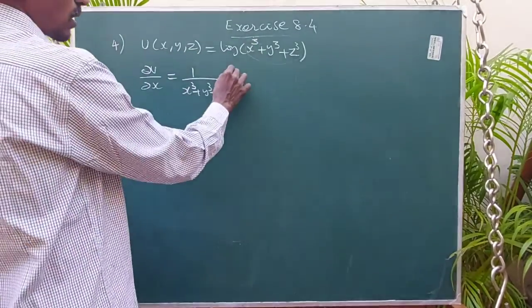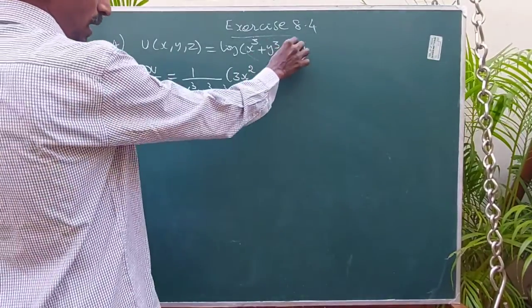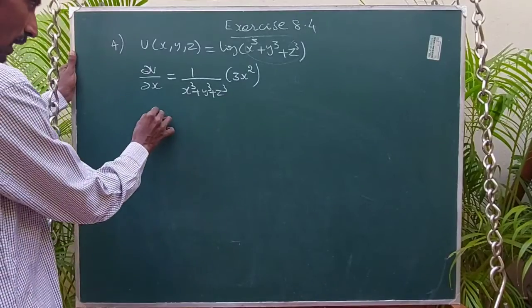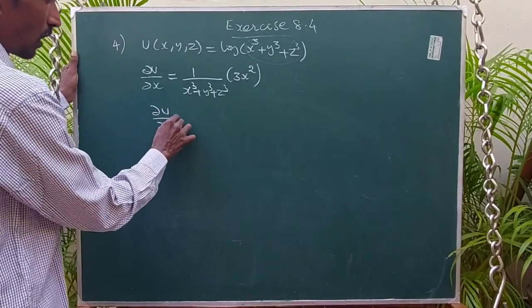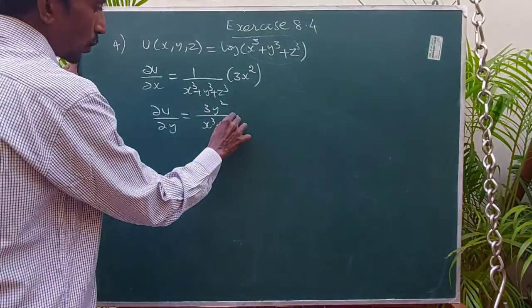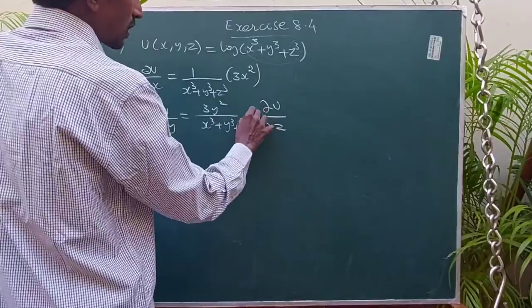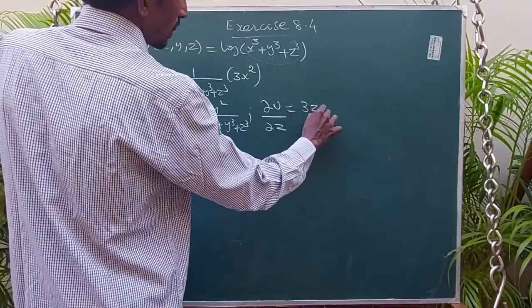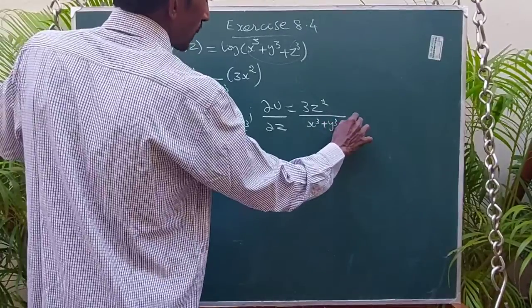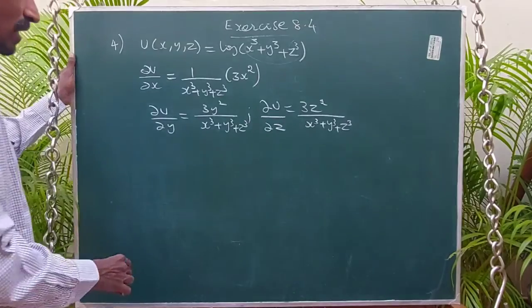With respect to x, differentiation of x cube is 3x square, and y and z are constant, so differentiation is 0. Similarly, dou u by dou y equals 3y square by x cube plus y cube plus z cube, and dou u by dou z is equal to 3z square by x cube plus y cube plus z cube. Function of function rule: first log, 1 by x, then remaining differentiation.